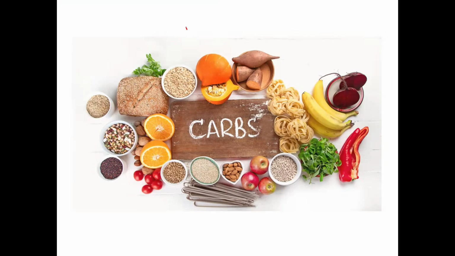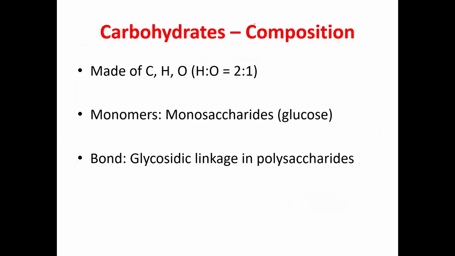Let's study in depth about carbs. Carbs are a kind of macromolecule, macrobiomolecule. If we look at carbohydrate, it's made up of simple sugar like glucose. So glucose is the monomer unit of this polymer called carbs, and carbs are a kind of macromolecule.